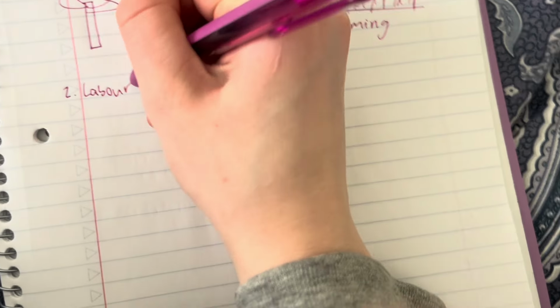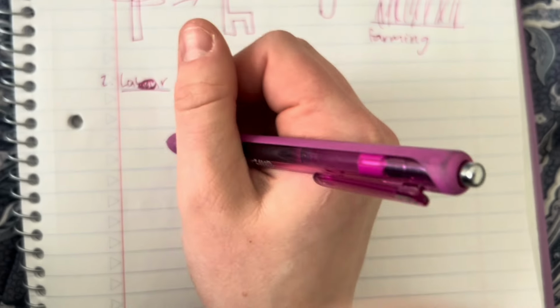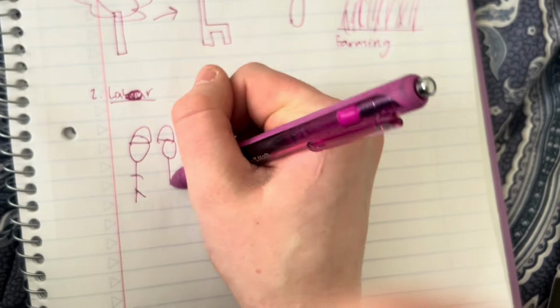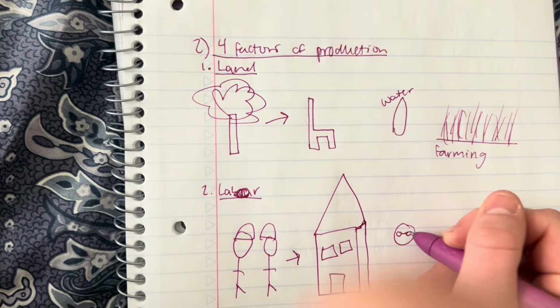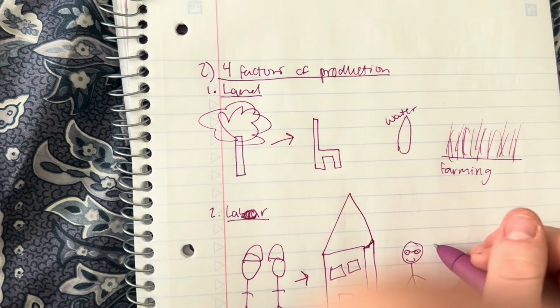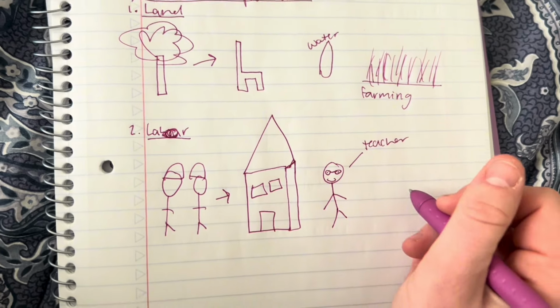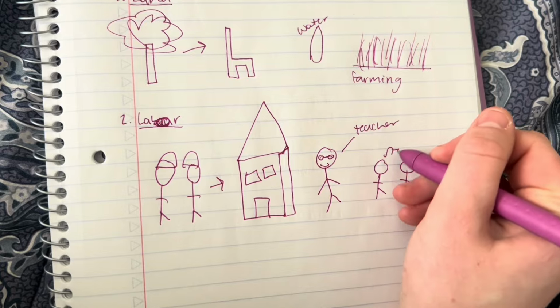The second factor of production is labor. Labor uses skills and effort to turn resources into products. For example, builders construct houses, teachers educate students, factory workers assemble products, etc. Without labor, nothing gets produced because no one is doing work.